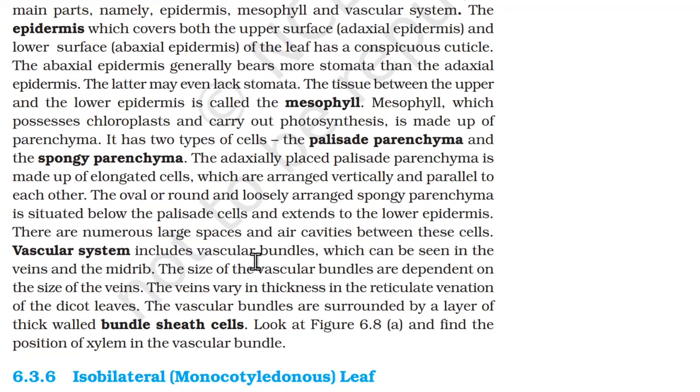Vascular system includes vascular bundles which can be seen in the veins and the midrib. The size of the vascular bundles is dependent on the size of the vein. The veins vary in thickness in the reticulate venation of dicot leaves. The vascular bundles are surrounded by a layer of thick-walled bundle sheath cells. Look at figure 6.8a and find the position of xylem in the vascular bundle.